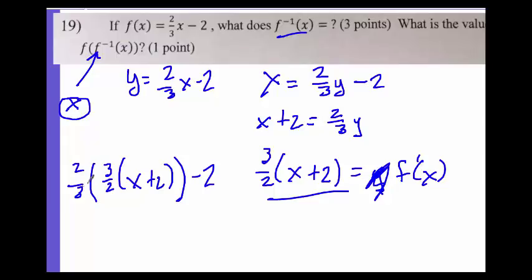Which would be quick. So 2/3 times 3/2, those just cancel out, and I just get x plus 2 minus 2. Then the 2 minus 2 goes away, and we just get x. And there we go, there's our quick check to verify that we did it right. This should always come out to be just x, as long as we did our inverse correctly.